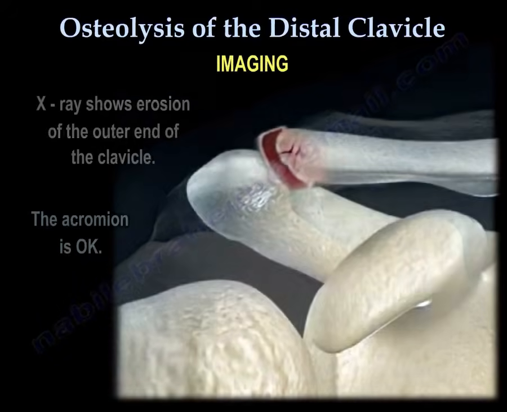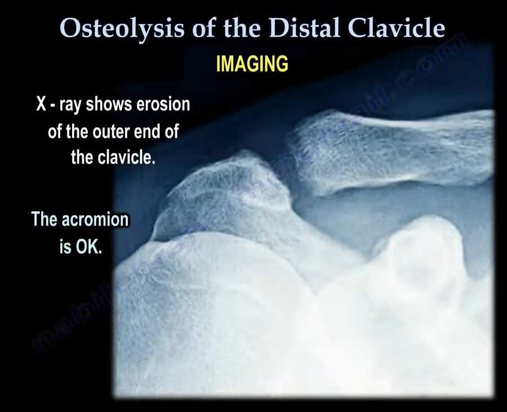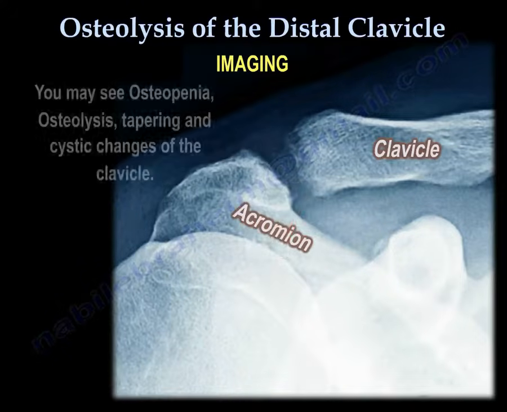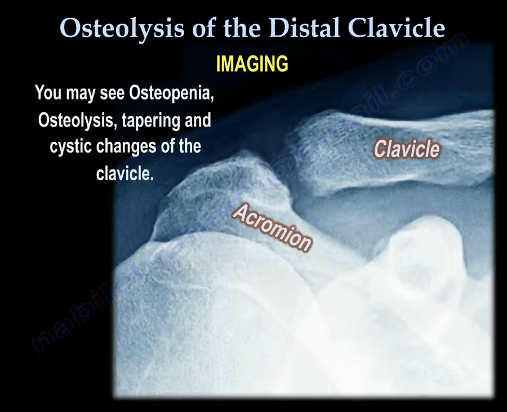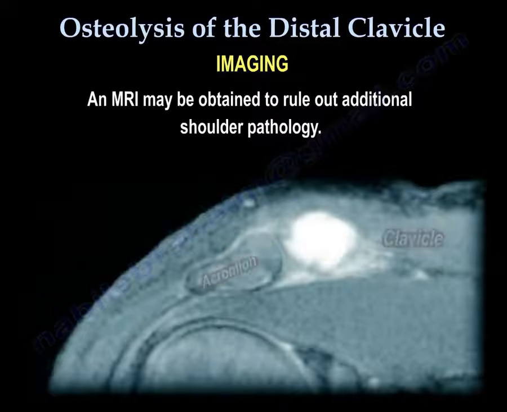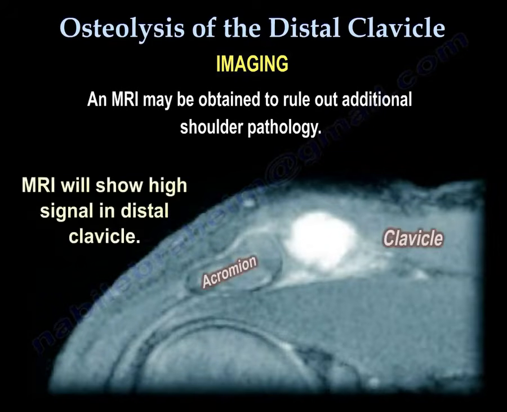Imaging. X-ray shows erosion of the outer end of the clavicle, and the acromion is okay. You may see osteopenia, osteolysis, tapering, and cystic changes of the clavicle. An MRI may be obtained to rule out additional shoulder pathology. MRI will show high signal in the distal clavicle.